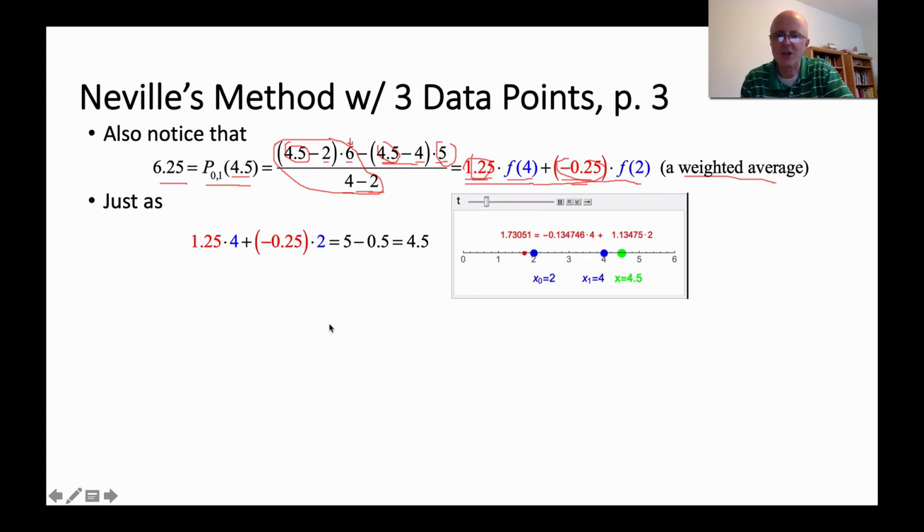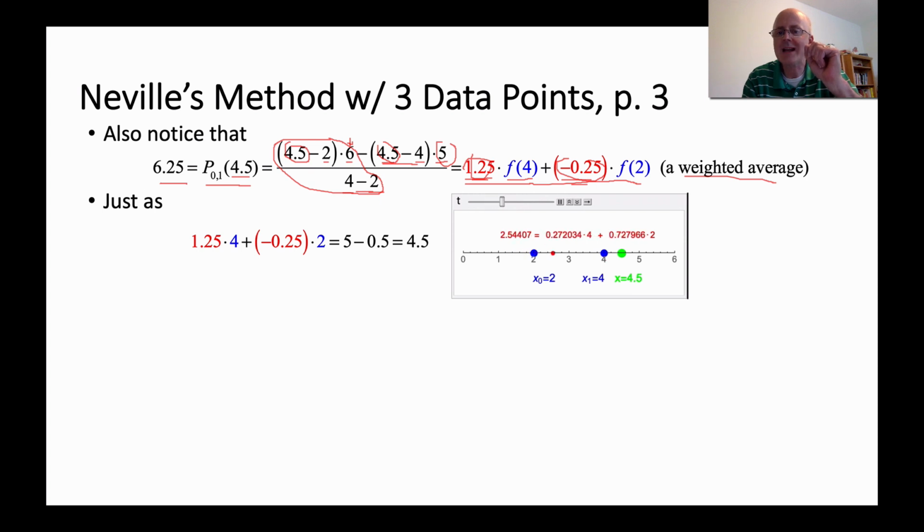There's an animation showing how the coefficients work. Well, here it's 4 and 2, not f of 4 and f of 2. We're looking at the inputs here in this equation. Here we're looking at the outputs. So I'm thinking about the x values, the inputs here. I've got the 0th node, x0 equals 2, the first node, x1 equals 4, and then I've got x equals 4.5 in green here. That's where I'm trying to evaluate the function.